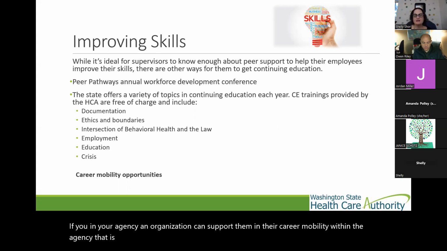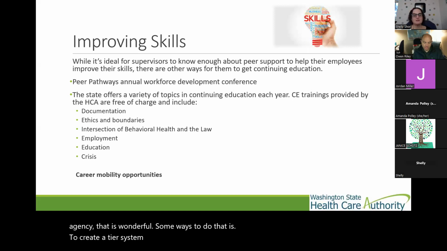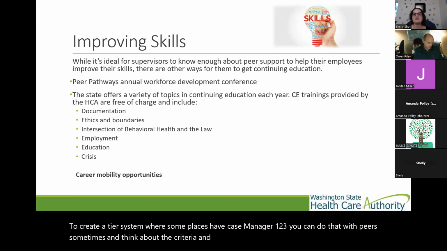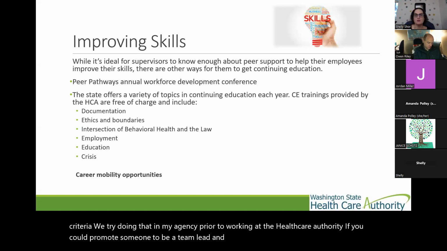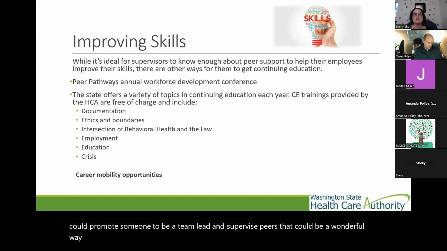Some ways to do that is to create a tier system where some places have case manager 1, 2, 3. You can do that with peers sometimes, and think about the criteria and sit with the peers and try to think about the criteria. We tried doing that in my agency prior to working at the Healthcare Authority. If you could promote someone to be a team lead and supervise peers, that could be a wonderful way to learn more and develop in your current position.